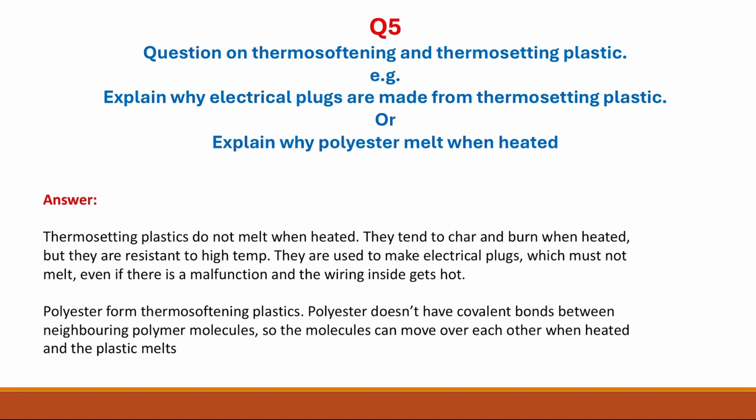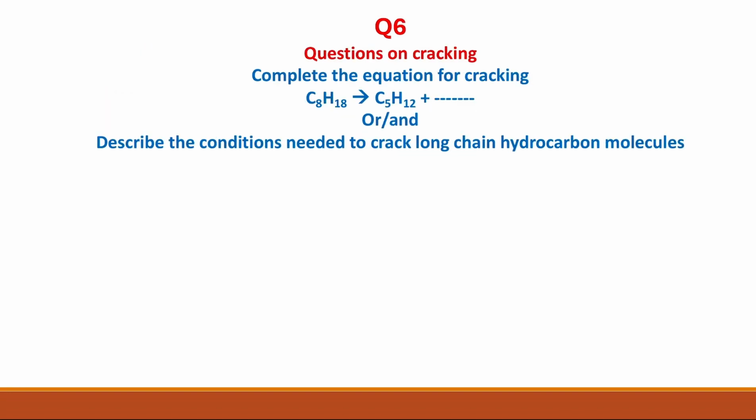They are used to make electrical plugs, which must not melt even when there is a malfunction or the wiring inside gets hot. The polyester, however, forms a thermosoftening plastic. Polyester doesn't have covalent bonds between the neighboring polymer molecules, so the molecules can move over each other when heated and the plastic can melt.